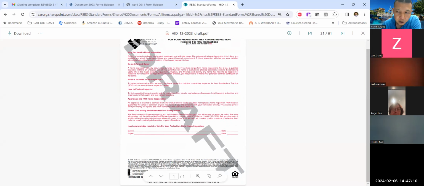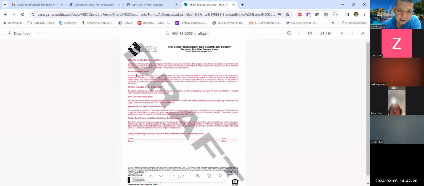So you should have no resistance getting your buyer, if you're FHA, to sign this. There's nothing much to discuss. This is simple guidance, extra guidance. FHA buyers always use this.